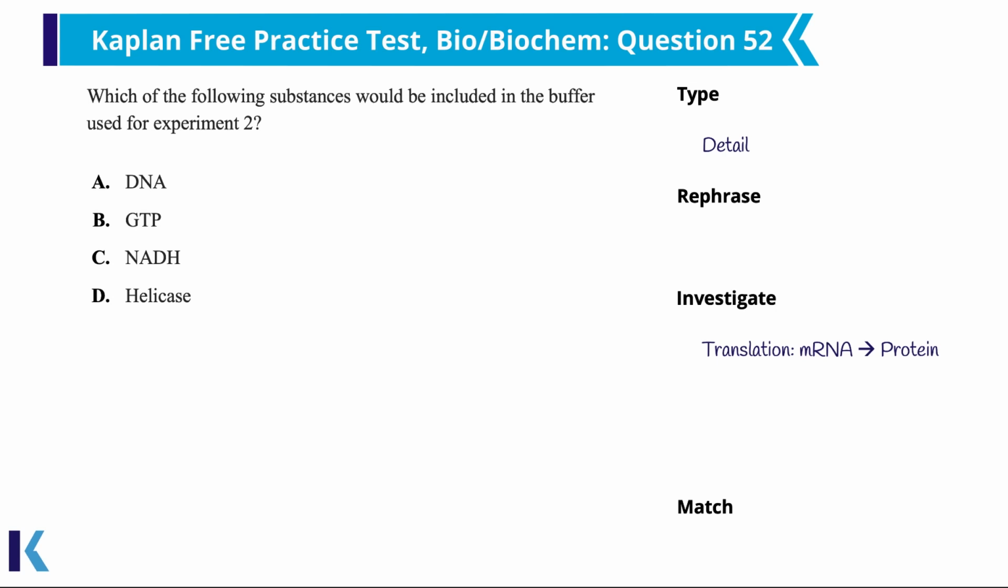DNA is definitely not correct. DNA would be used in transcription and replication, not translation. GTP looks good. From my content knowledge, I remember that GTP is used in translation for energy in the elongation and translocation steps. This is my answer. But had I not been sure, I could check out C and D. C is wrong because NADH is not used as a source of energy for translation, but rather used in the ETC to create ATP. And helicase is used to unwind DNA, not in translation.